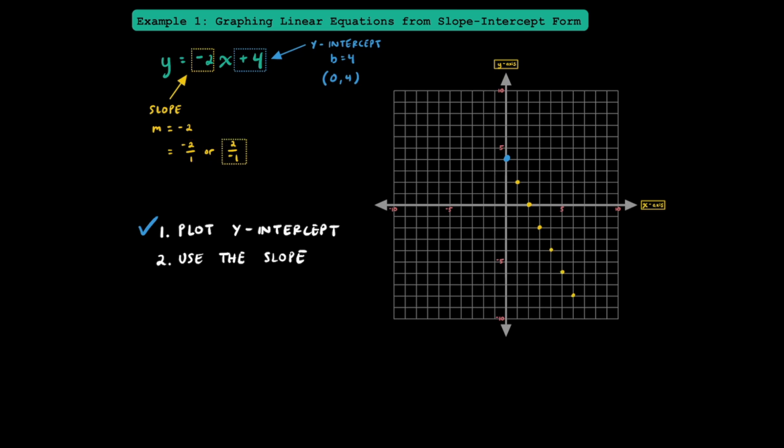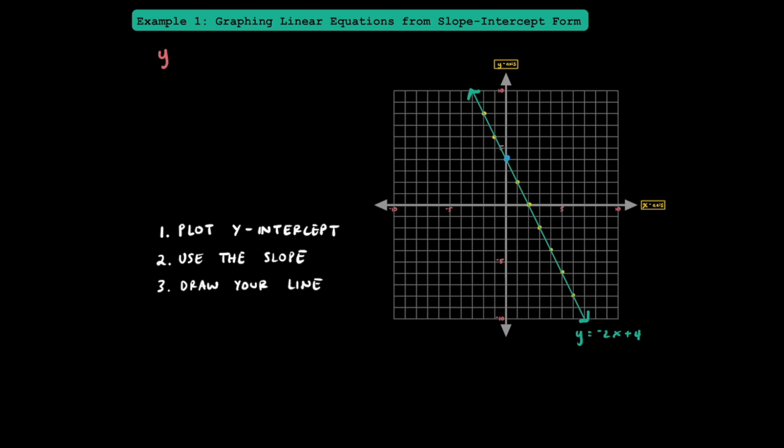If you want to use the +2 over -1, you're just going to move up 2 and to the left 1. If you're doing this correctly, your points should create a straight line. This is going to be our graph of y is equal to -2x plus 4.